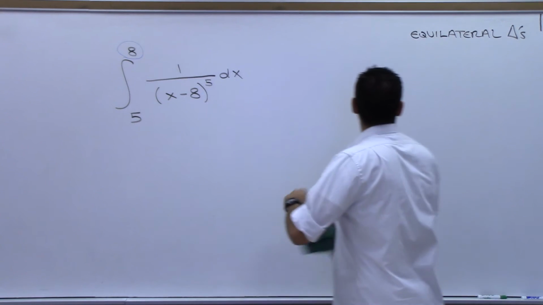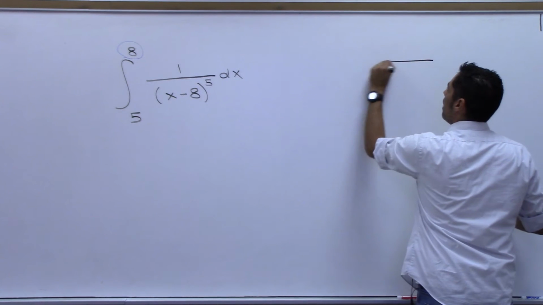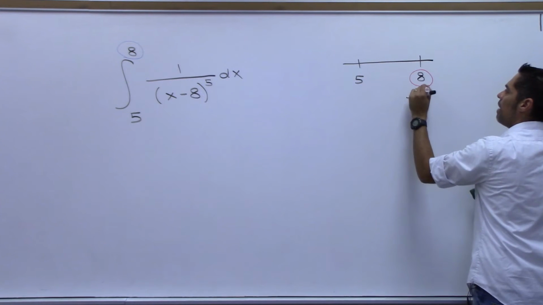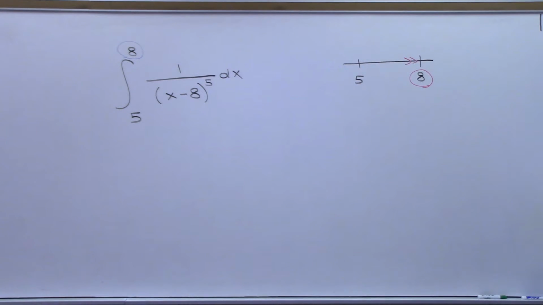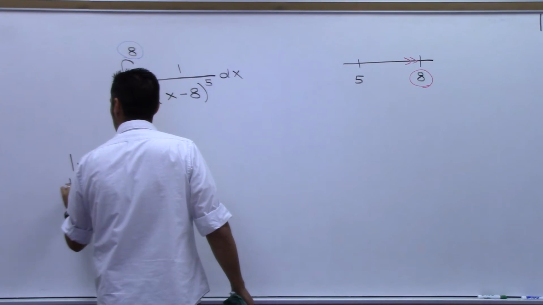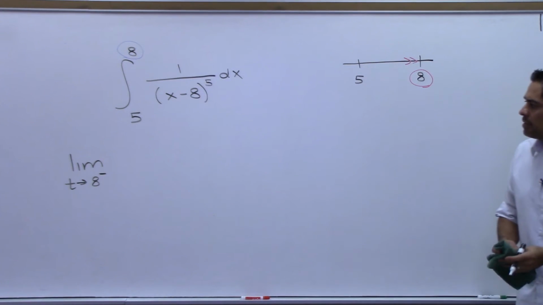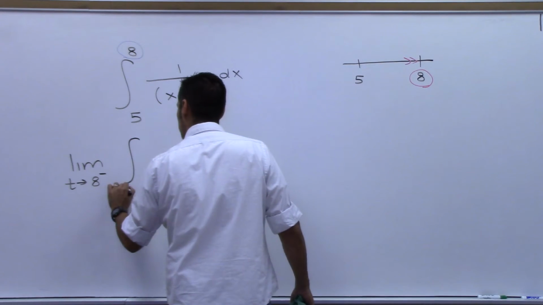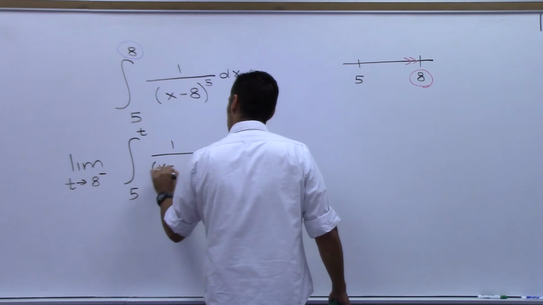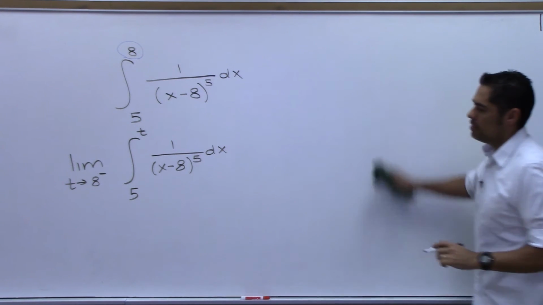So how do we deal with that? Look at a number line. Here's 5, here's 8. Where's the problem happening? At 8, so that means we're going to need to approach 8 from the left side, aren't we? So the way I did this in class is I set up a limit. I let t approach 8 from the left of this integral with the 8 replaced with t, 1 over (x minus 8) to the 5th dx. And now you have to find the antiderivative.